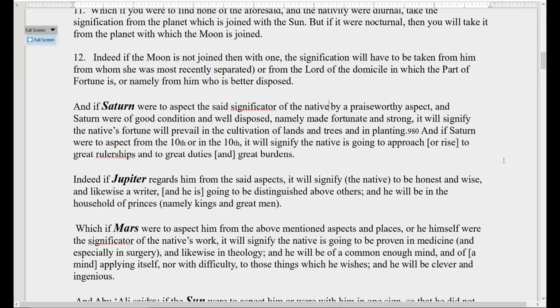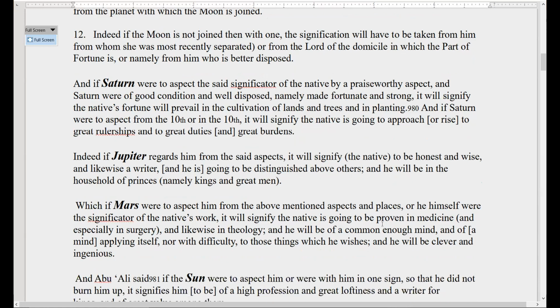Right, so then we would be saying, okay, it looks like Venusian type things, maybe you make jewelry, or maybe you're into clothing and fashion, or beauty. But if Venus is with Saturn, notice how it changes. If it's with Saturn, it will signify the native's fortune will prevail in the cultivation of lands and trees and the planting. If Jupiter, honest and wise, likewise a writer distinguished above others.